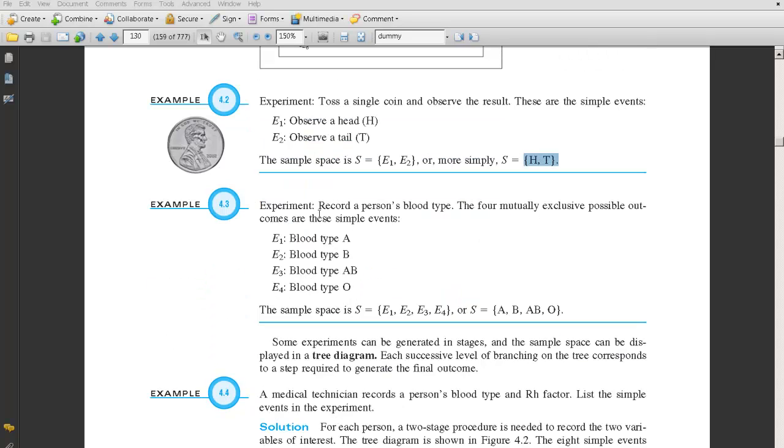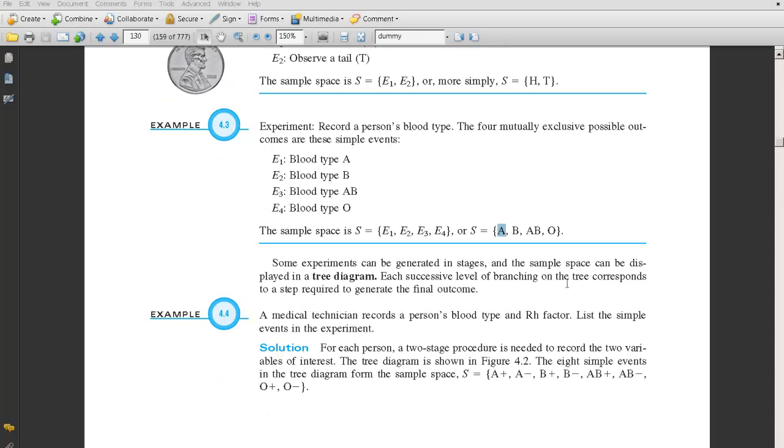Okay, another experiment is to record a person's blood type. What are the results that you can get? Someone has blood type A, B, AB, or O. Apparently those are the only 4 possibilities. So these are the 4 simple events, and the sample space is the collection of all of them. In other words, the sample space is what can happen if you record a person's blood type and write down what it is. It's either A, B, AB, or O. So the sample space is the set of all the possible outcomes.